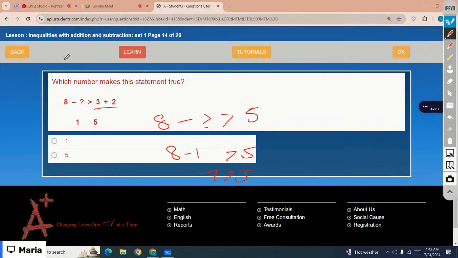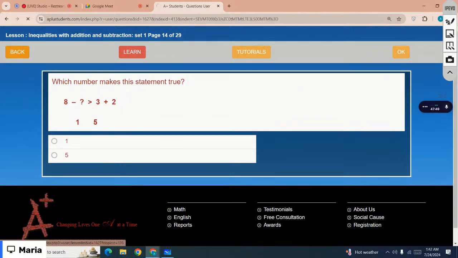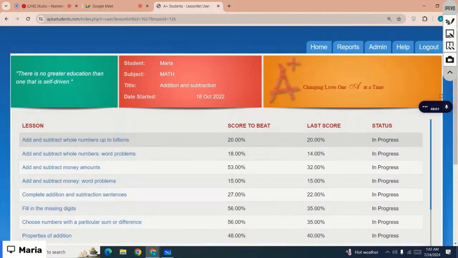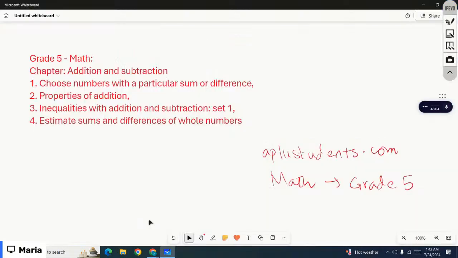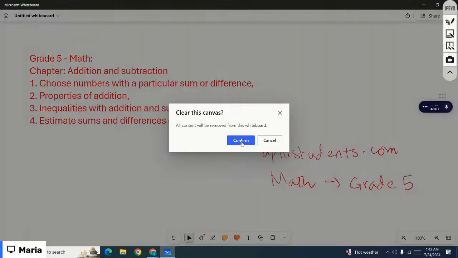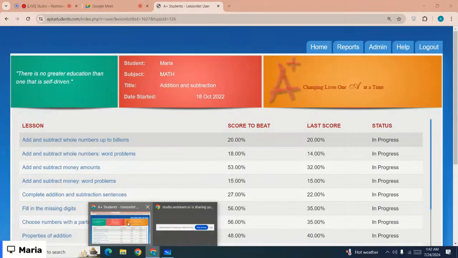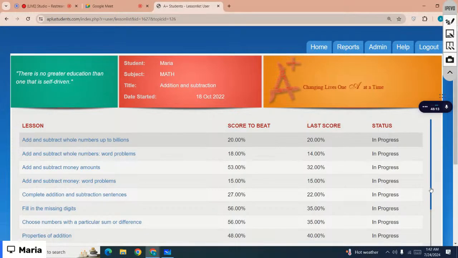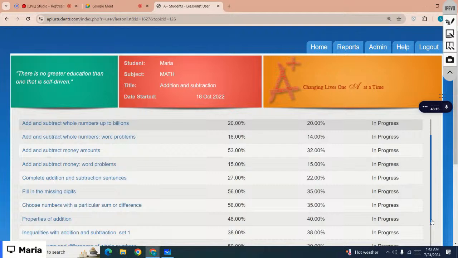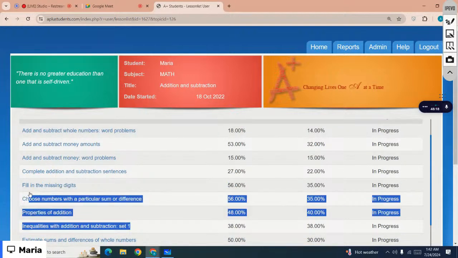Okay, you can complete the lesson by yourself later today. We were working on grade 5 math. The chapter we were working on is addition and subtraction, and the lessons we have covered today are choose numbers with a particular sum or difference. Then you have the properties of addition, and the one we just finished is inequalities with addition and subtraction set 1, right?